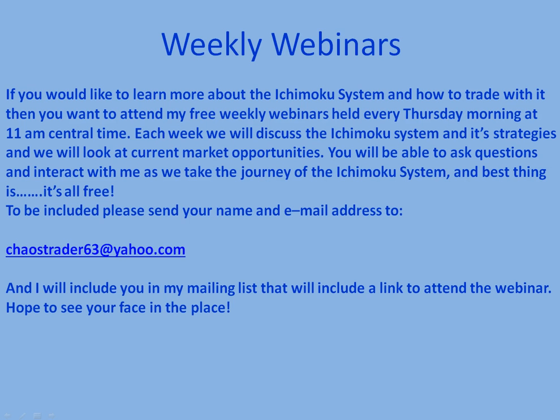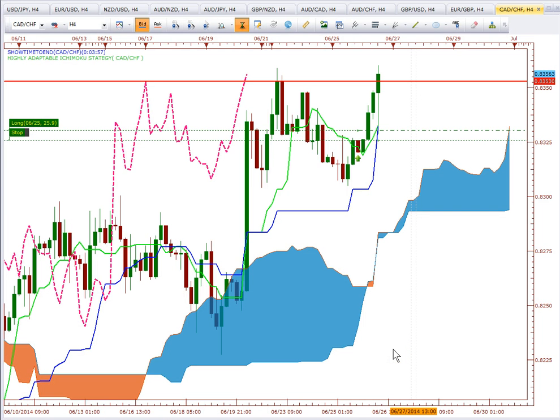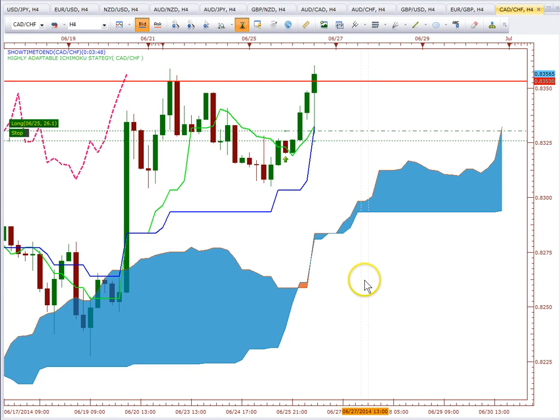All right, so let's get started with what we're going to be talking about. Here's a look at my charts, and we're looking at the CAD Swiss franc on the 4 hour time frame. I'm showing you a trade that I'm in, a trade that I entered off of the price action.